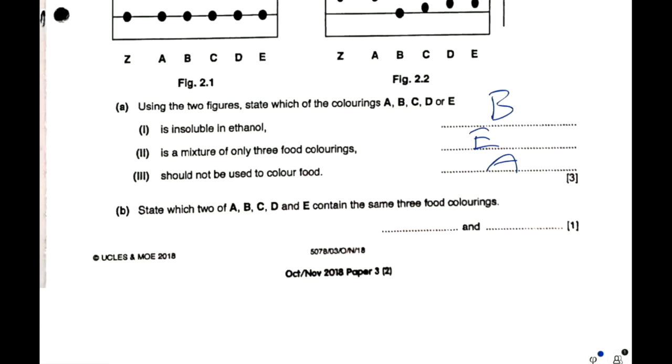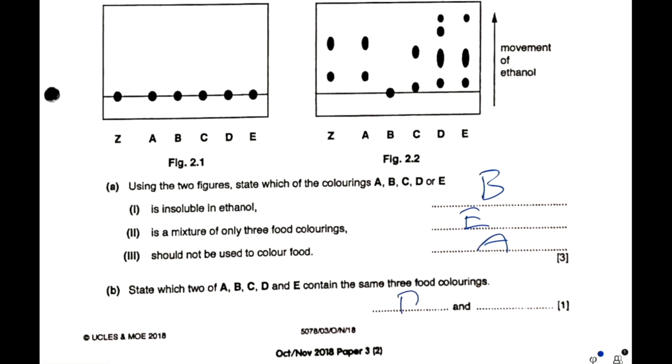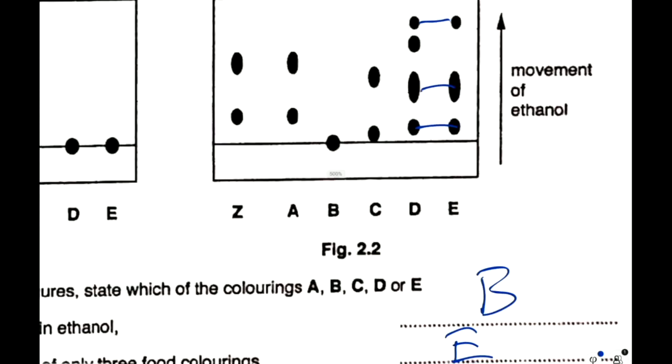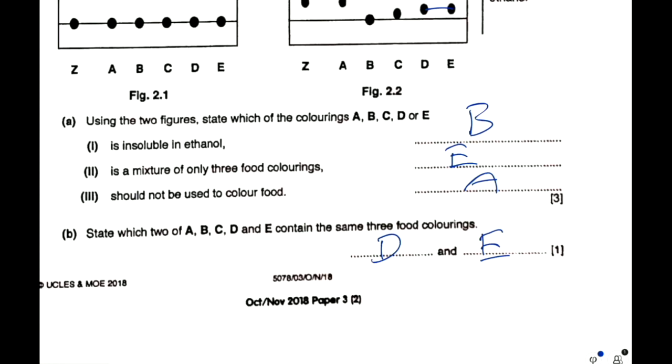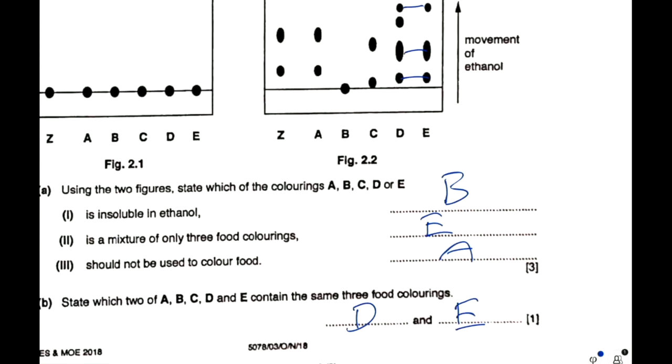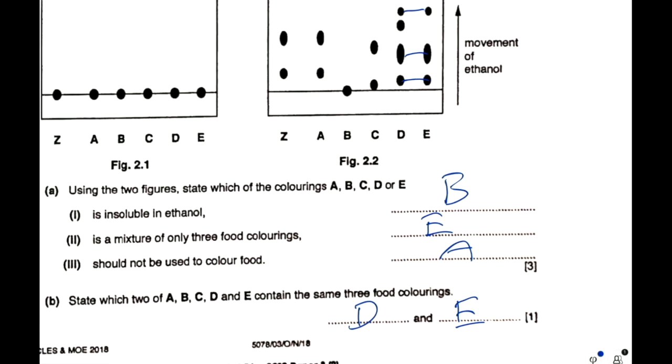Awesome. Next. Which ones contain the same three food colorings? D and E. Okay, look at D. D and E. Wait, yeah. 2, 3. See that? Three of them are the same. You're looking for the same three food colorings. Can you see that? Okay, next. Let's go.